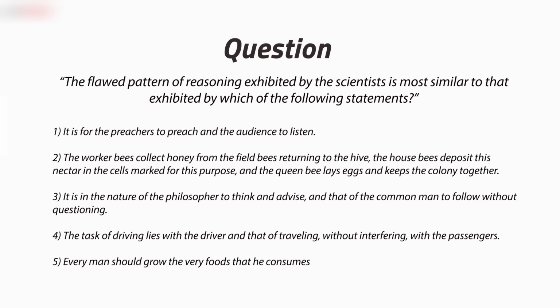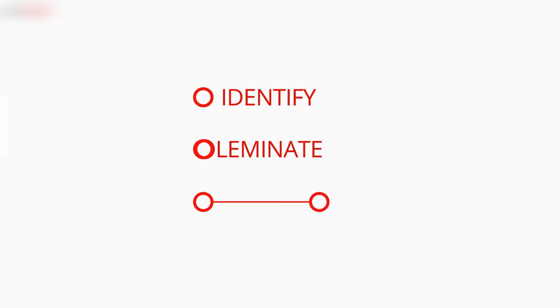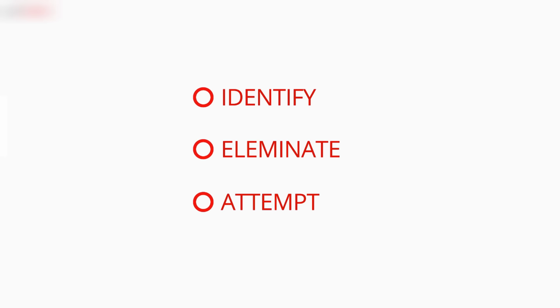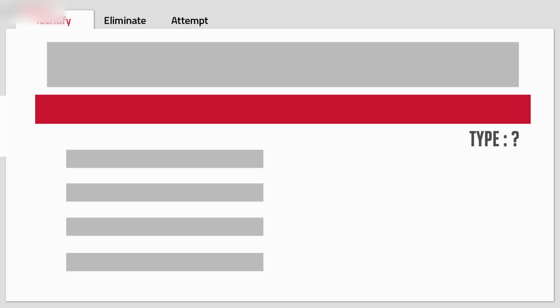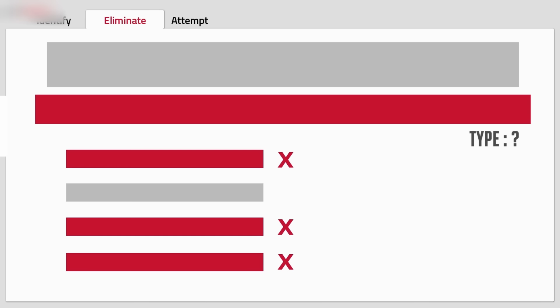Like we mentioned in our previous video too, the 3 steps to arrive at the correct answer in any RC question are identify, eliminate, and attempt. Identify the type of question being asked. Eliminate the answers one by one based on the set of pointers you will be learning in these lessons. And go ahead and attempt the right answer with confidence.